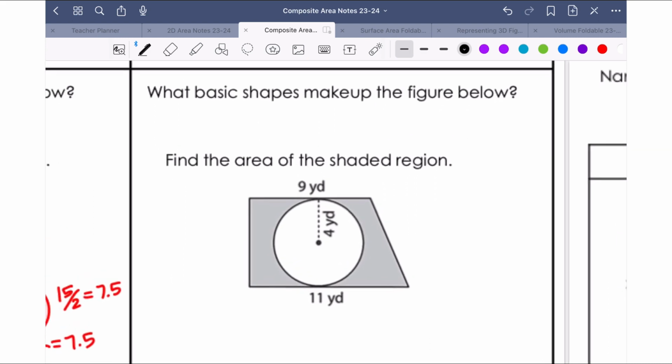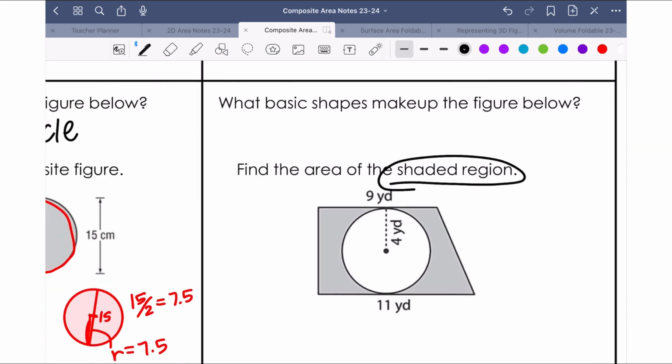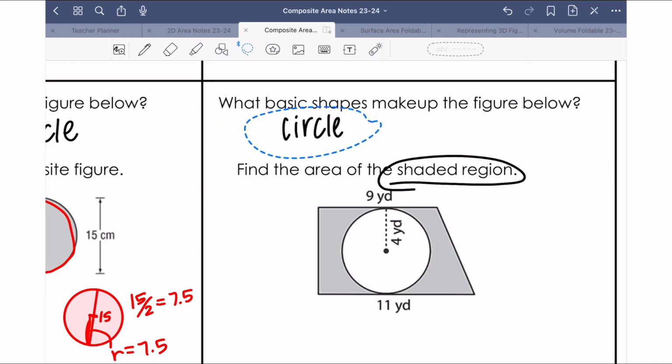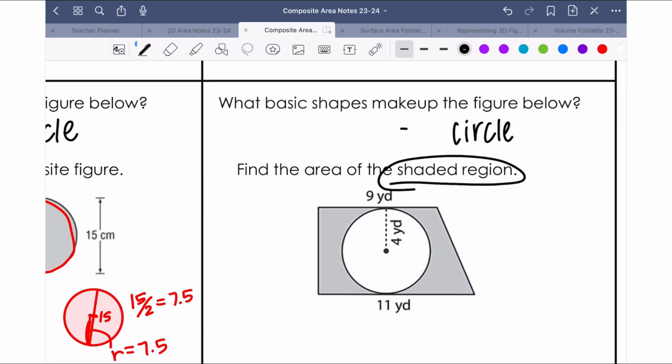All right. So those three were two shapes put together. And then this one is a little different because it only wants the shaded region. But I can see what two shapes I have. I know I have a circle. We're going to have to subtract the area of the circle because it's not shaded. But what is the other shape? Y'all remember? Starts with a T, trapezoid. So we're going to have to take the area of the trapezoid and subtract the circle. Okay, so here's the trapezoid. And we're going to take away the circle inside. Okay. All right, let's get started with trapezoid.